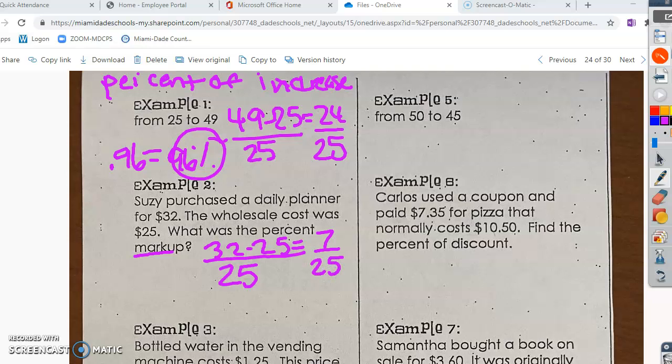So 7 divided by 25 is going to give us 0.28. And again, since we're looking for a percent, what was the percent of increase? We are going to move that decimal 2 places to the right. And your answer here is 28%. We're going to go ahead and go to example 3 and 4.